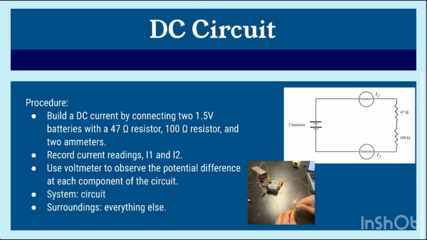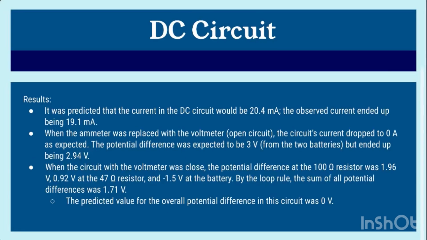The system of this circuit was the circuit itself, and the surroundings were everything else, so the earth and all other surroundings. In the DC circuit, it was predicted that the current would be about 20.4 milliamps. However, the observed current ended up being 19.1 milliamps, so there's a slight difference between the two.